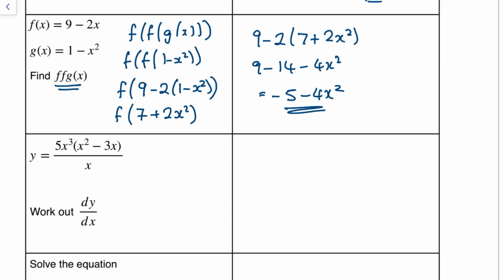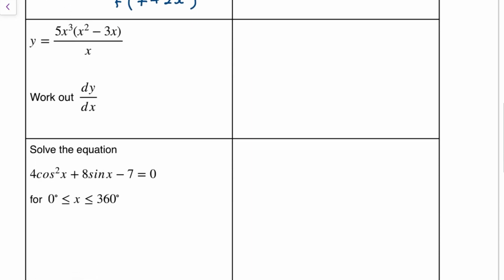Good question, I like that question. Next one. y equals this mess here, work out dy dx. Of course, I'm laughing because it's just set up to really make you think, but it's actually just a differentiation question.